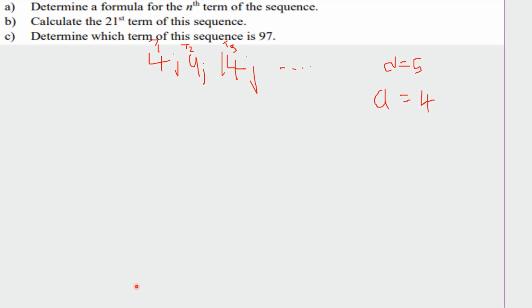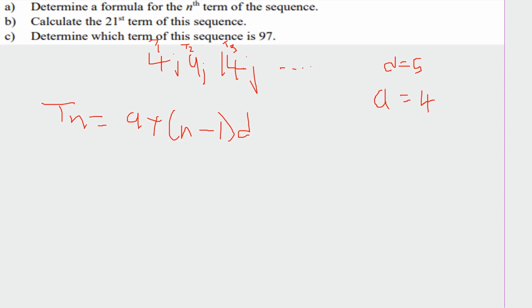So now, how can we answer this point to determine the nth term? Remember, the nth term is a general formula for this sequence, which we have already identified as an arithmetic sequence. So if we have an arithmetic sequence, our general term equation is Tn is equal to A plus n minus 1, all multiplied by D.